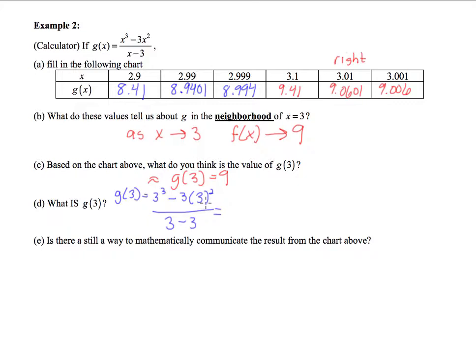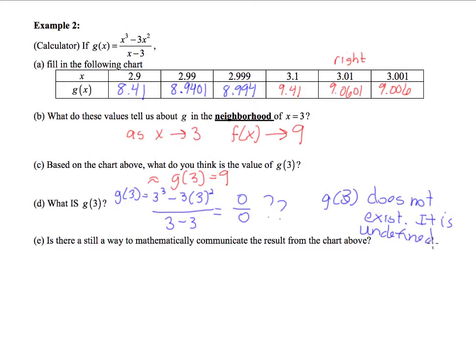So you learn in earlier classes when you have division by 0, this is called undefined. But that's not exactly undefined. What you're going to learn later, this is called the indeterminate form, and we're going to learn some calculus techniques to get around this. But for now, we'll just say that g of 3 does not exist. E, is there a way to mathematically communicate the results from the chart above? Yes. Using limit notation, we can talk about what's happening to the function as it gets closer and closer to x equals 3, even though the function value at 3 does not exist.